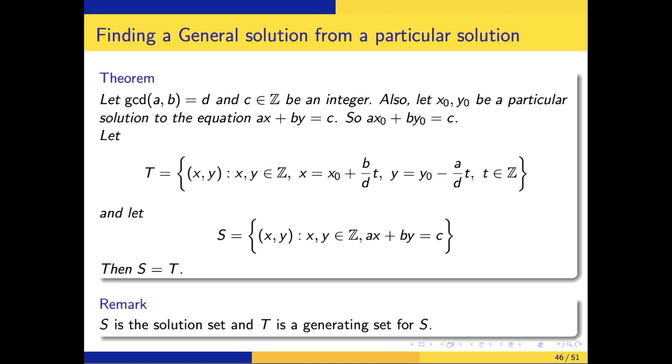As we said, S is the solution set and T is a generating set for S. So essentially what this theorem allows us to do is that it gives us an indirect means of generating the set S of solutions. We do not find S directly. Instead, we find the set T, and then using the theorem that T is equal to S, we can present T as a final solution to the linear Diophantine equation.